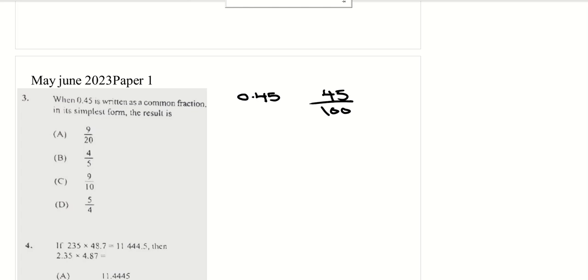You ask yourself what could go into 45 and what could go into 100? 5, right? So you divide both of them by 5. That's 9 over 20. Can 9 over 20 be reduced? You ask yourself, is there any number that could go into 9 and 20 at the same time? No. So the answer would be A.